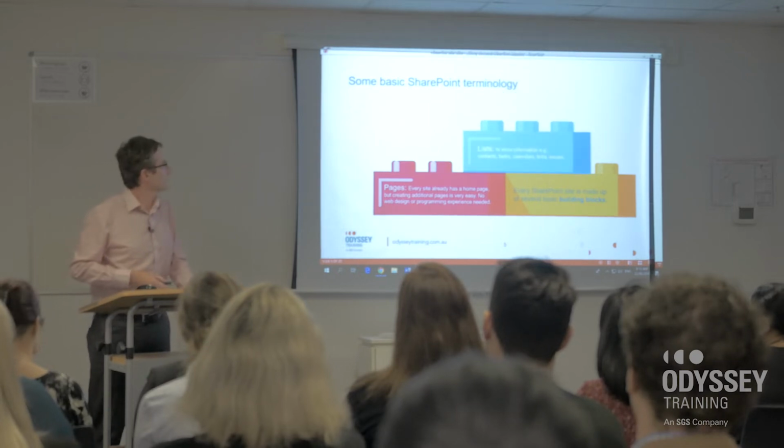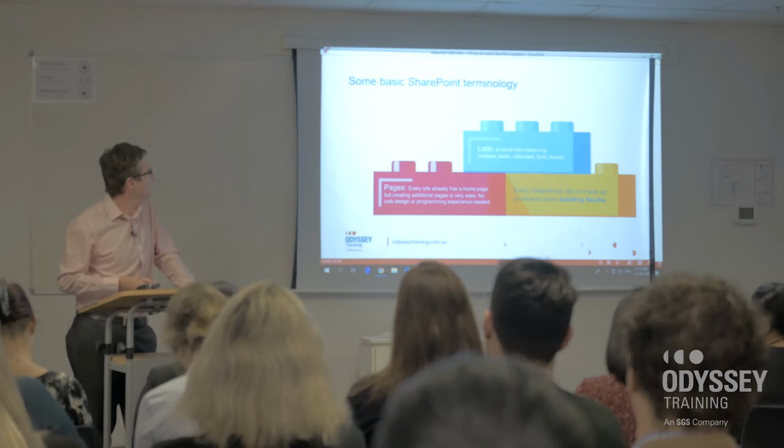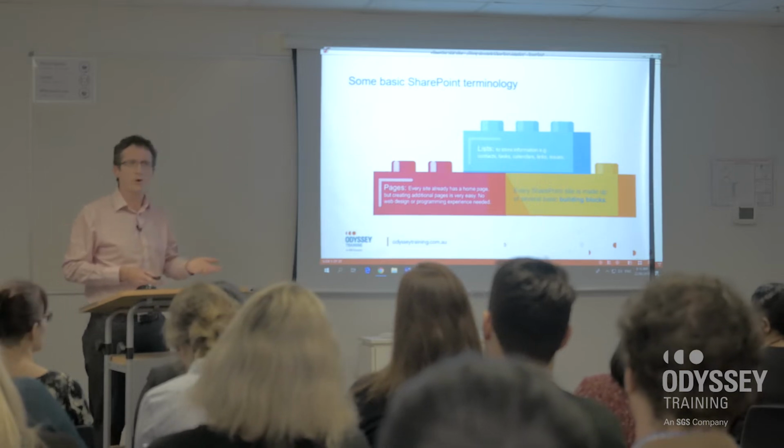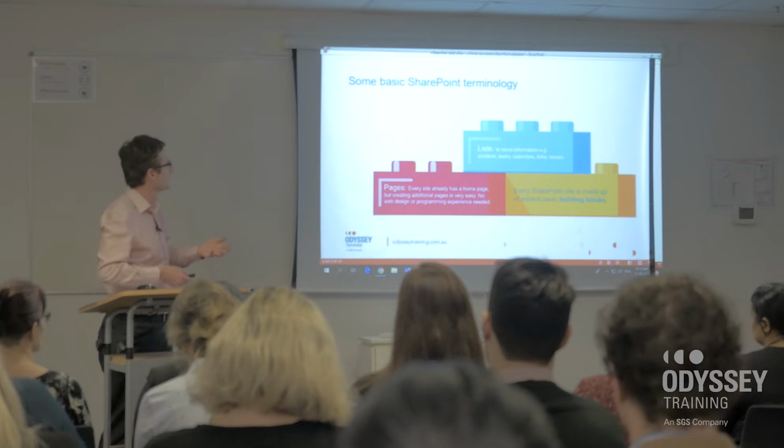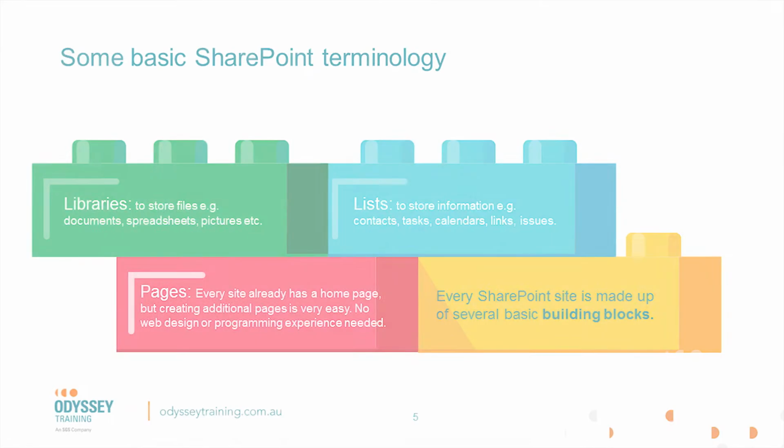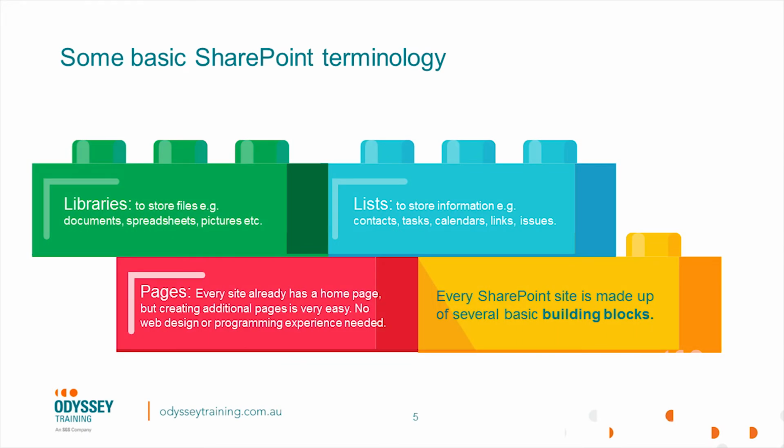You have your lists, which store information. That's, for example, a contacts list or a task list or a calendar. You've also got your libraries, and libraries store your files. So you can have document libraries and picture libraries.